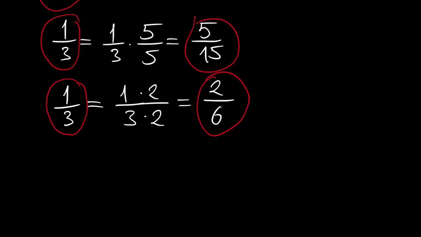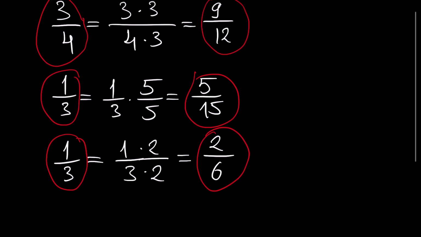And this is called reducing fraction to higher terms, because the numbers on the right side are bigger than on the left side. So this is reducing fraction to higher terms. We also have the opposite, reducing to lower terms. It works to the opposite side.